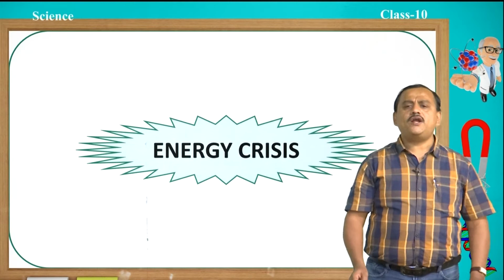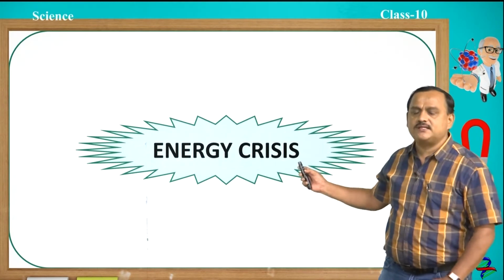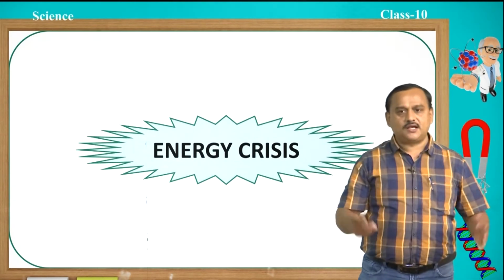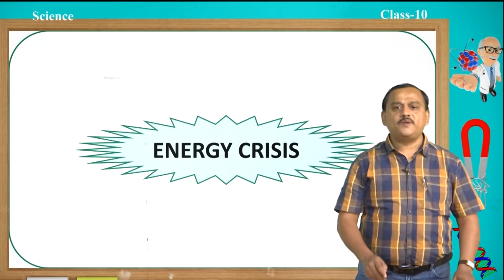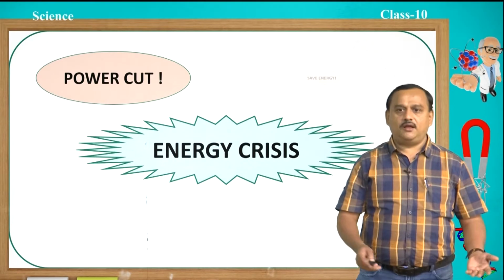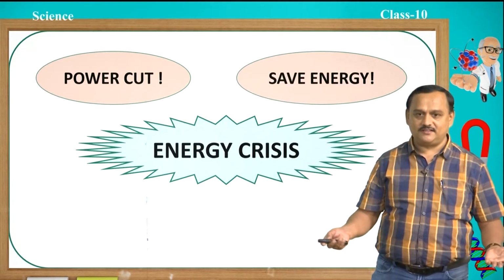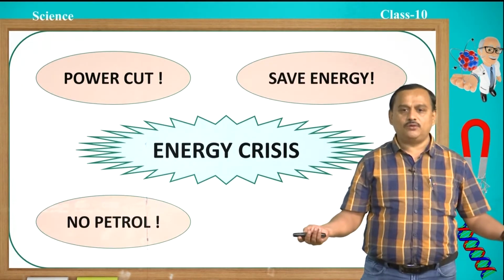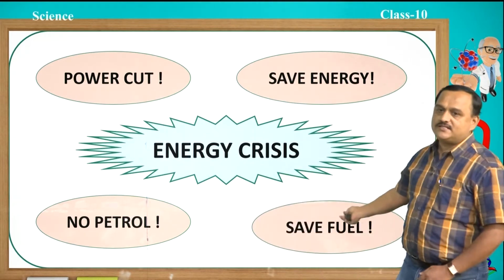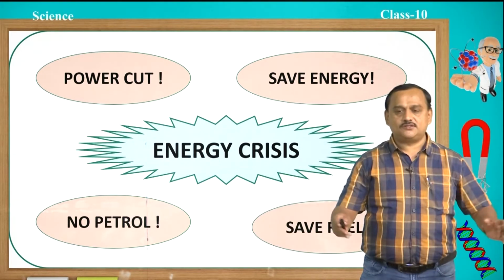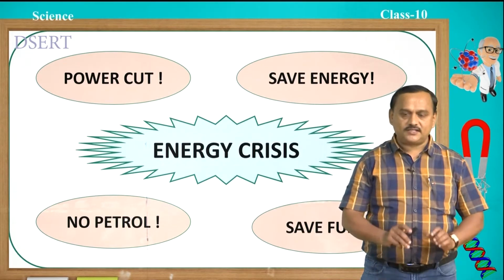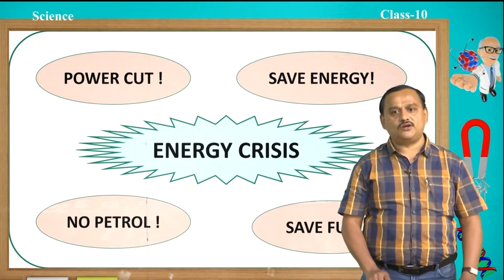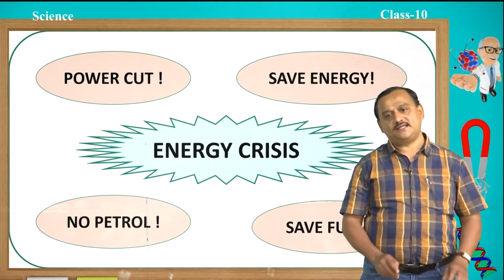Then why do we speak about energy crisis? When the energy is constant, why the question of energy crisis? We speak about power cuts and we have slogans, save energy. We say no petrol and we say save fuel also. Why do these slogans arise when the energy is constant? To understand this, first of all let us try to understand what is energy crisis.